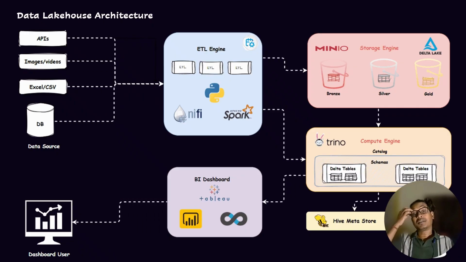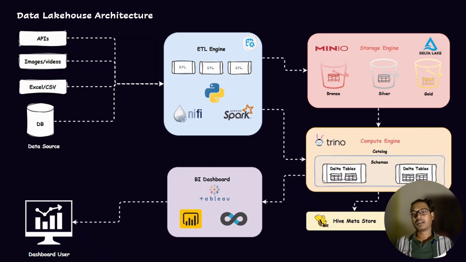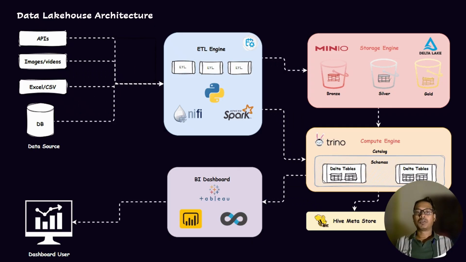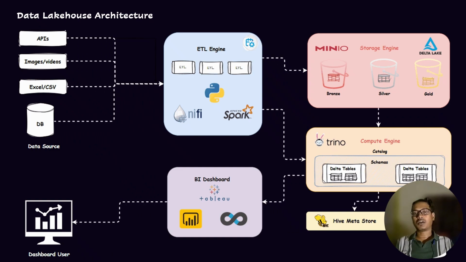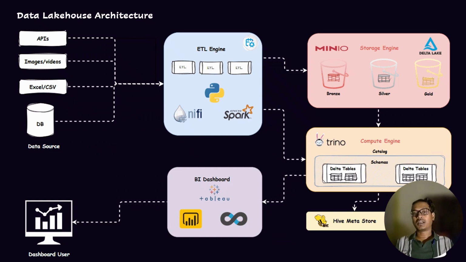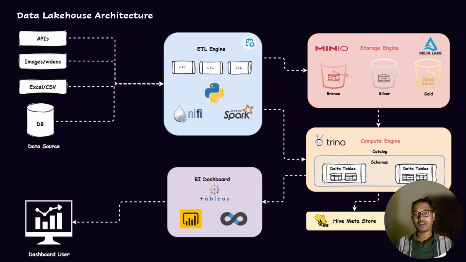Then once your silver data is prepared, you create a semantic layer, where you aggregate the data and keep it in different dimensions, and you put it in the gold layer. This is how you prepare and store your data in the data storage system. Once you store the data, Trino will be used to query the data from the silver and gold layers and give it to the BI dashboard layer.